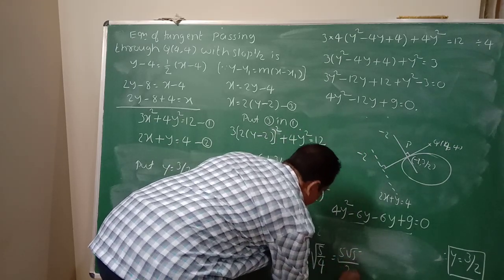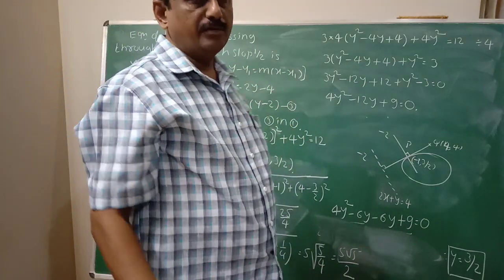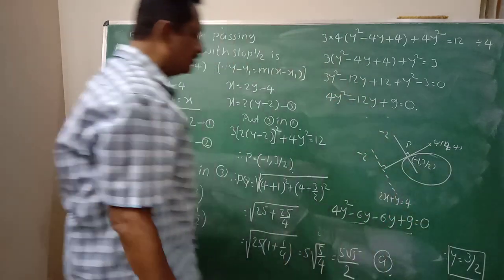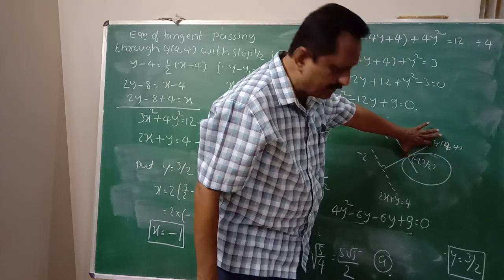Therefore so this is equal to 5 root 5 divided by 2 here. Therefore required distance is 5 root 5 by 2. Therefore A is the answer here, first option. Okay, 5 root 5 divided by 2. This distance is 5 root 5 divided by 2.